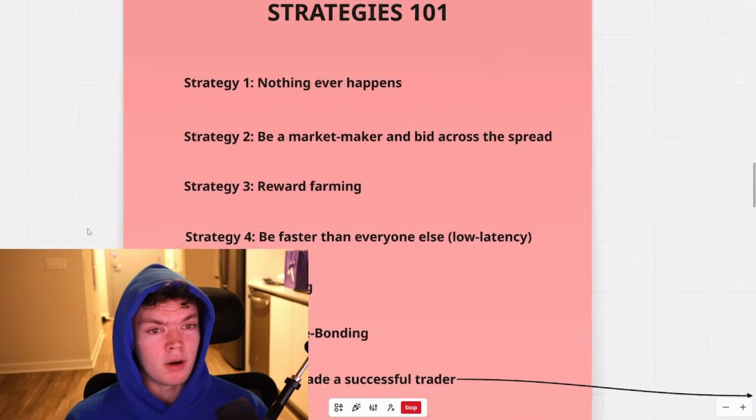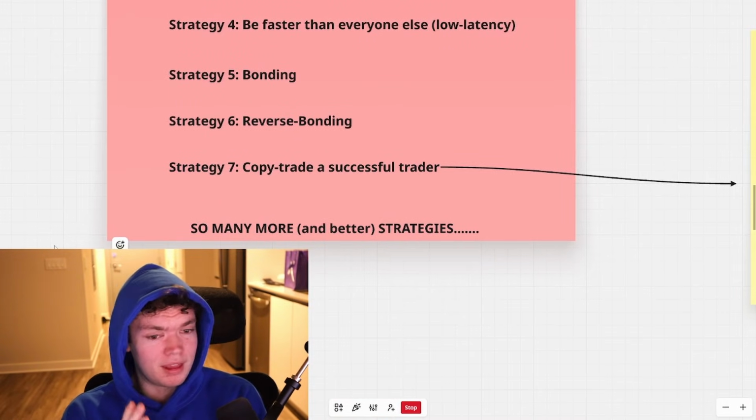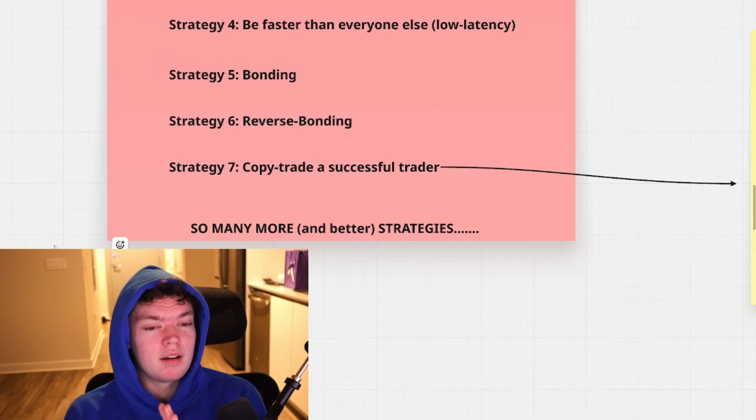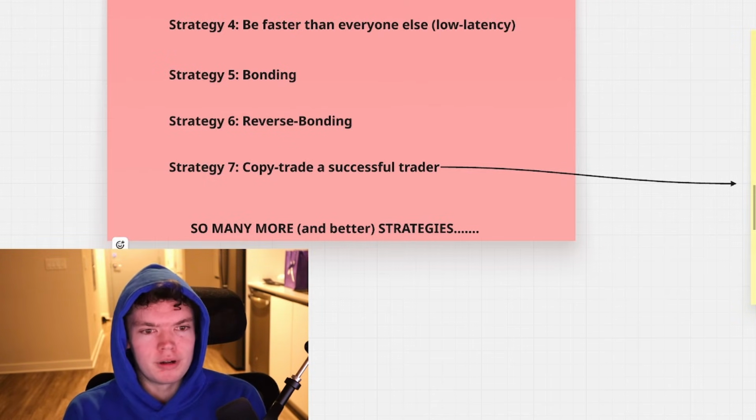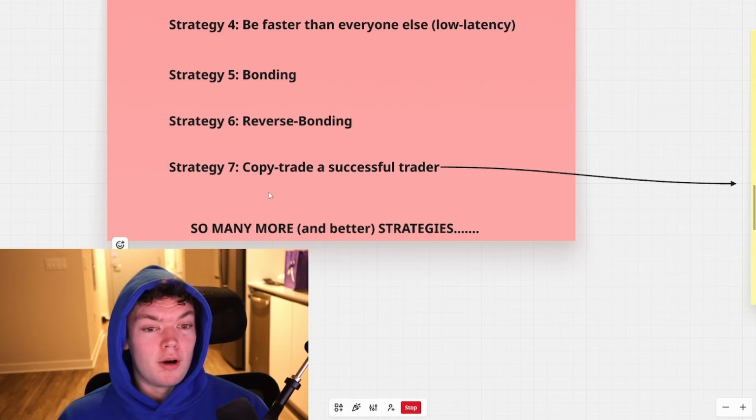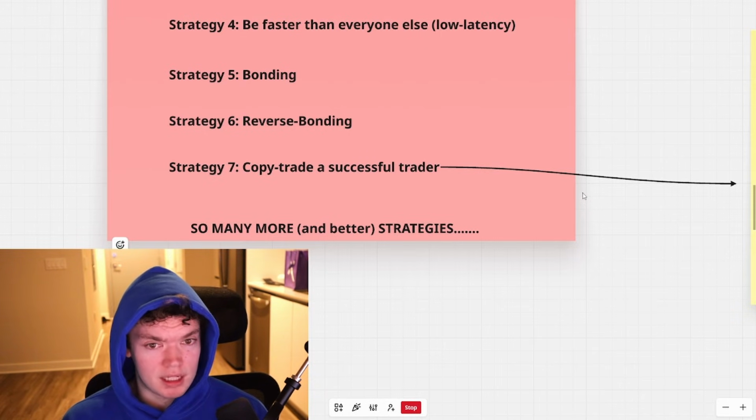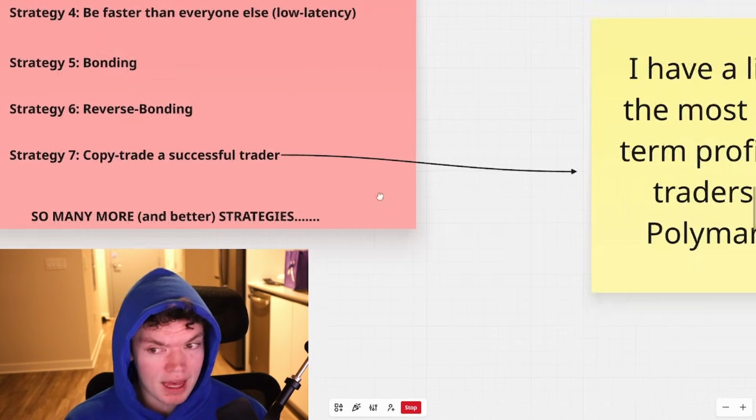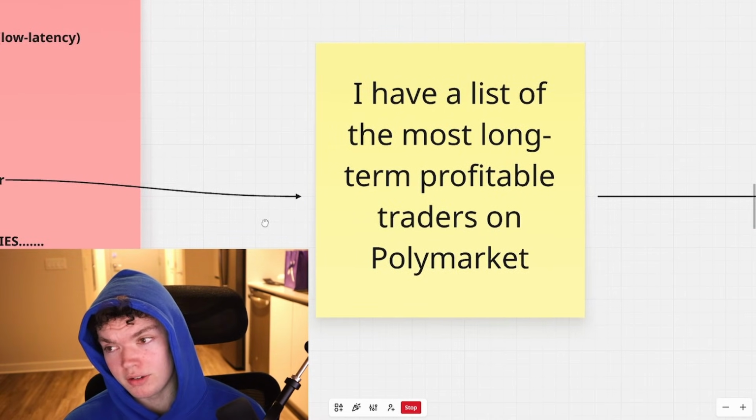Now, I could go on all day about strategies and different things, and there are more strategies that people think about and find out week after week. But this is the basics. This is just like a little blueprint. So copy trade a successful trader, and you'd be like, okay, well, where can I find a successful trader? Well, I have a list that you can find in my Discord of the most long-term profitable traders.